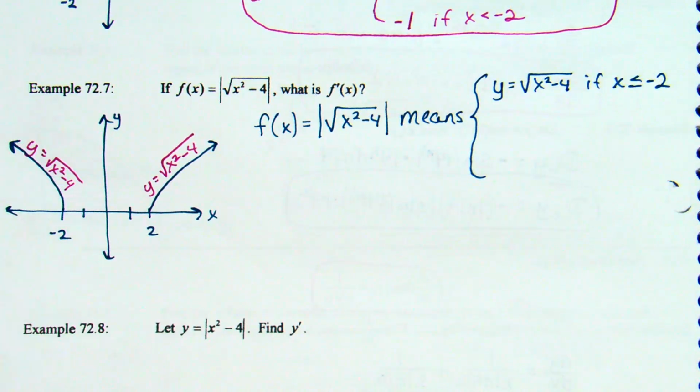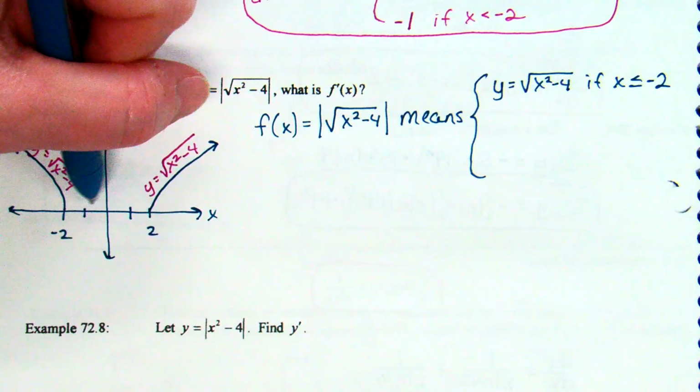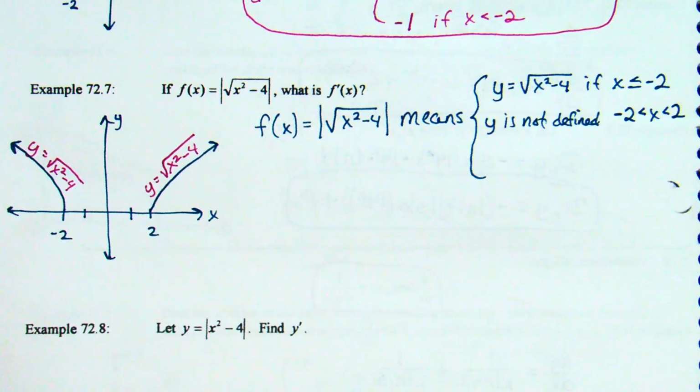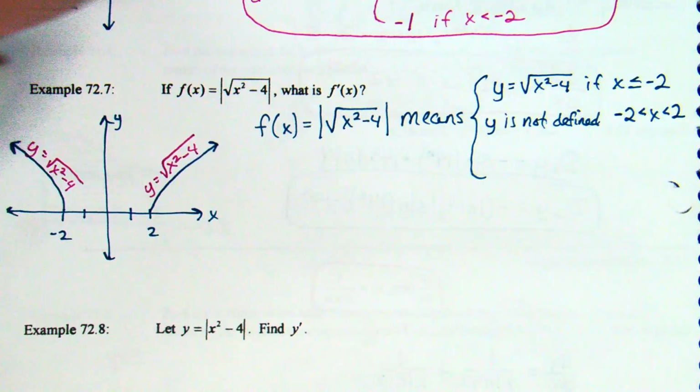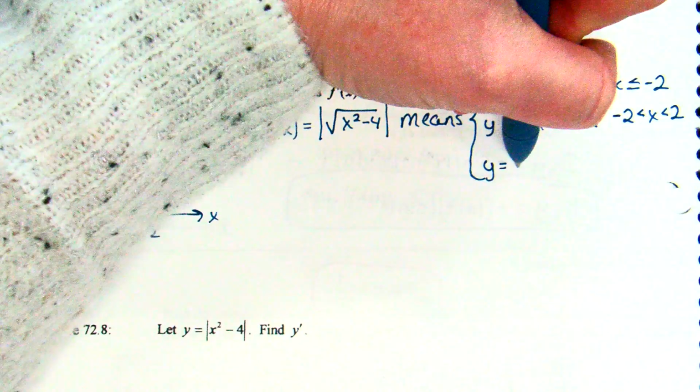I'll use that in my final answer. Okay. What do we know between negative 2 and positive 2? The graph doesn't exist. And so from negative 2 to positive 2, I'm going to say y is not defined. And so y is not defined for values where negative 2 is less than x, less than positive 2. And then the third part is where x is greater than or equal to 2, and that's back to the original as well. So y equals square root of x squared minus 4 if x is greater than or equal to 2.